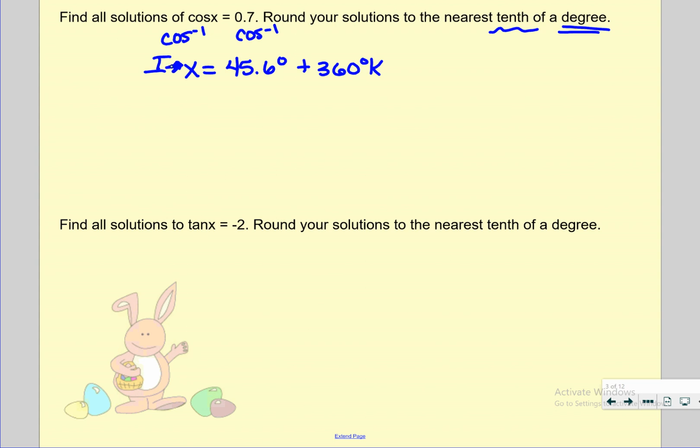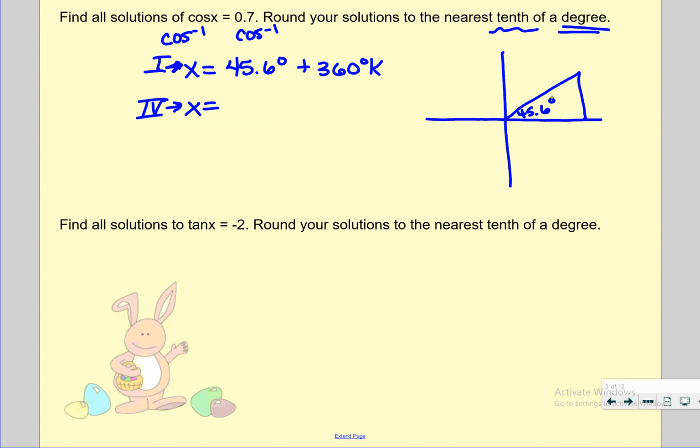Okay. What other quadrant is cosine positive in? Quadrant 4. Okay. This is the one the calculator doesn't give us because inverse cosine is only defined in 2 quadrants. It's not defined in all 4 quadrants. We've got to find this one ourselves. And here's how we do it. We use reference triangles. We have 45.6 already in quadrant 1.